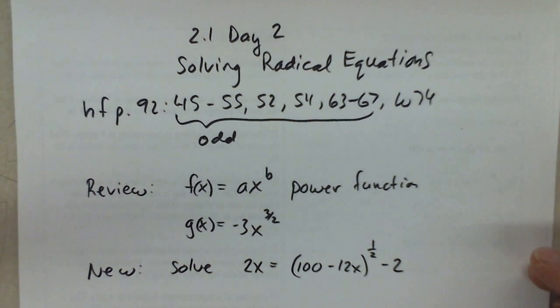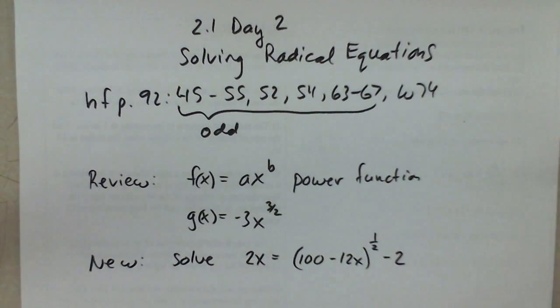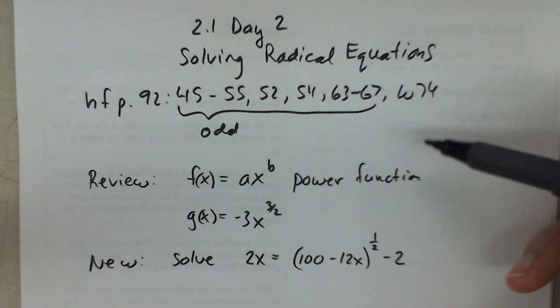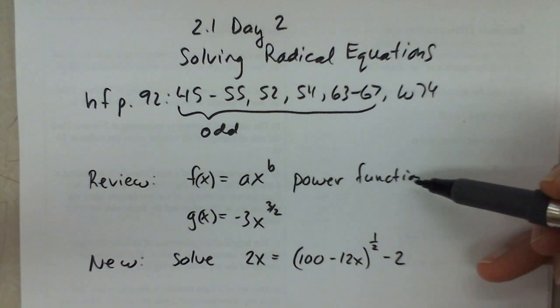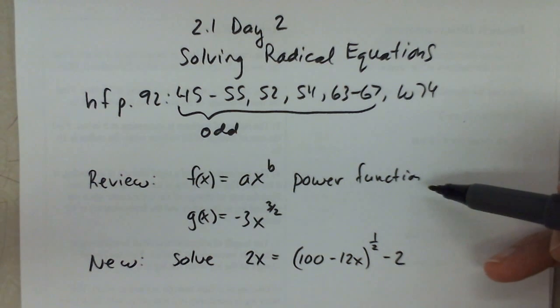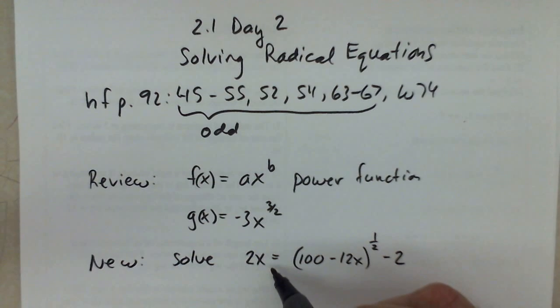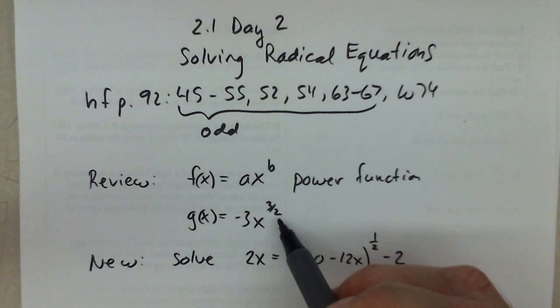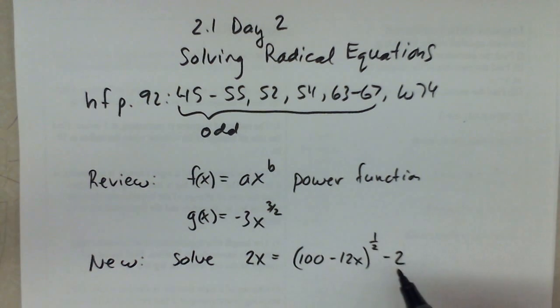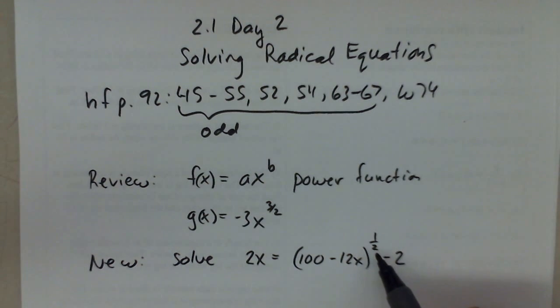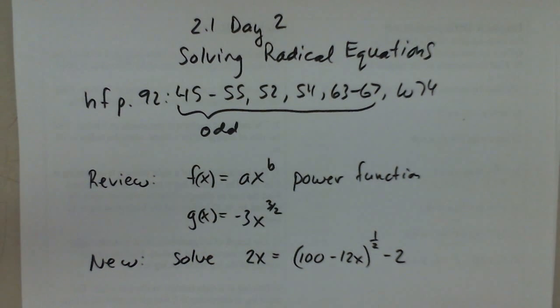Today we're going to solve radical equations, second day of 2.1. Previously in 2.1 we went over power functions, which is anything of this form where you have some power. The reason they put this in the same section in the book is because we could have a fractional exponent, and a fractional exponent is a radical. So we're going to solve radical equations, and I guess that's why they put them together.